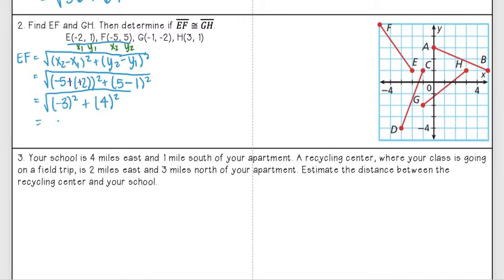Well, -3 squared is just 9. 4 squared is 16. 9 plus 16, I get 25. And the square root of 25 is 5. So that is one answer. Okay, go ahead and pause the video and try to do that next one on your own, finding the distance between GH.